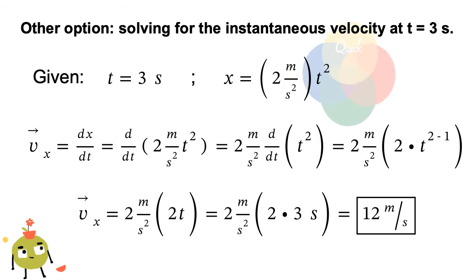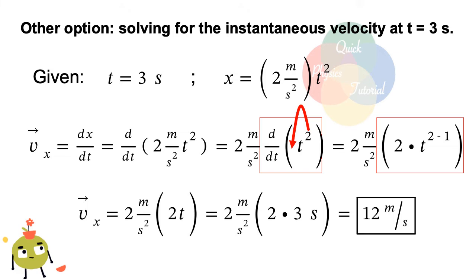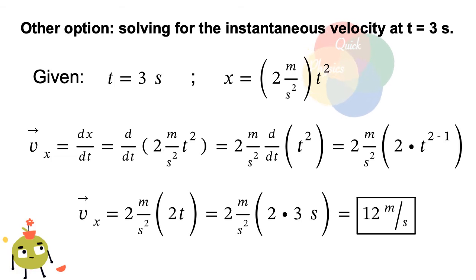Another option of finding the instantaneous velocity at a certain point is by getting the derivative of position over time. In here, we plug in the given expression of position to the derivative. Since 2 meters per square second is constant, we move this out from the parentheses, evaluating only the derivative of t squared. For this derivative, we bring down exponent 2 and subtract 1 from the exponent. We now have 2 meters per square second times 2t.